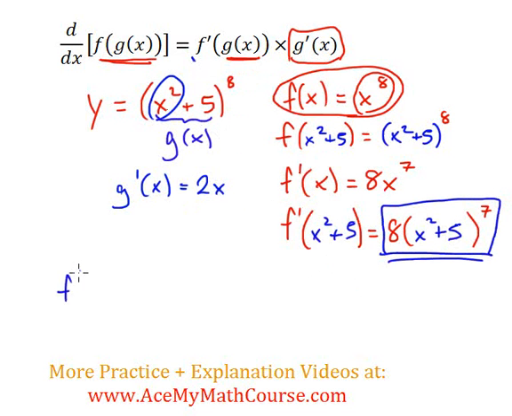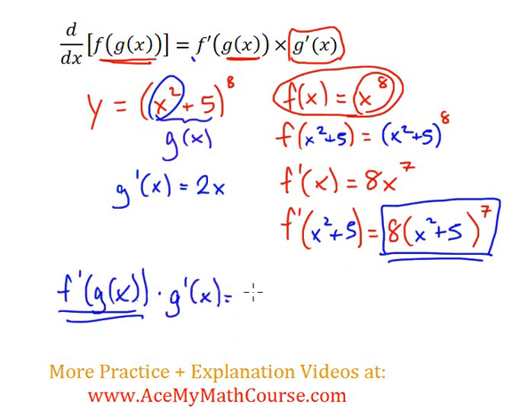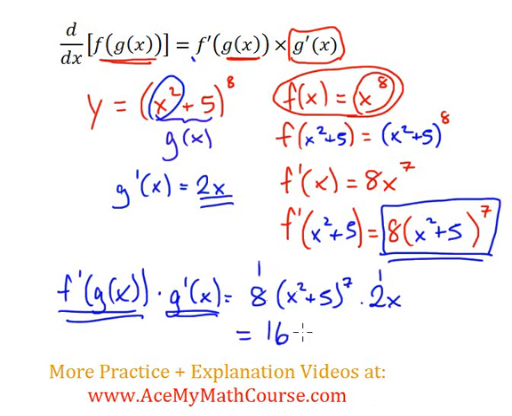So we needed f prime of g of x times g prime of x. The first portion is just this right here. We have 8 times x squared plus 5 to the power of 7. And we're multiplying that by just 2x, because that's g prime of x. Now I can multiply the 8 and the 2, I get 16. I'll put the x before the parentheses here, so I get 16x times x squared plus 5 to the power of 7. And at this point, we're done.